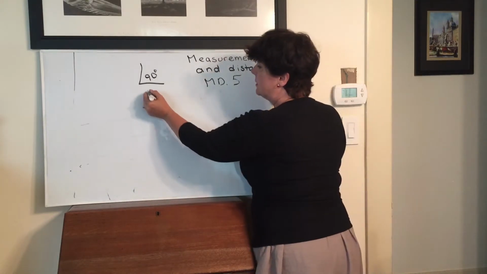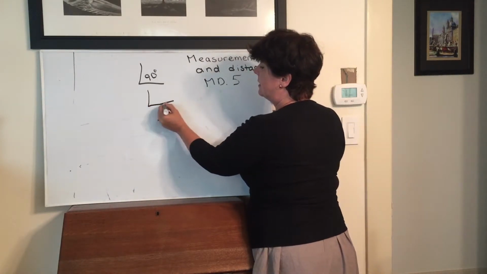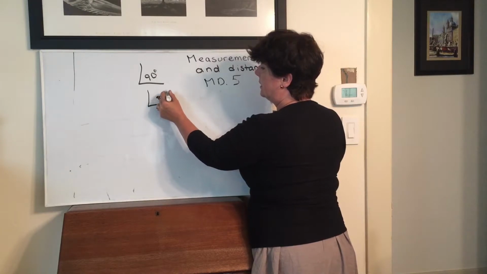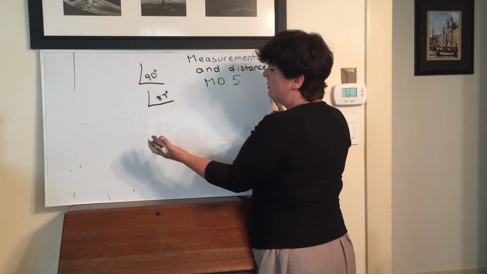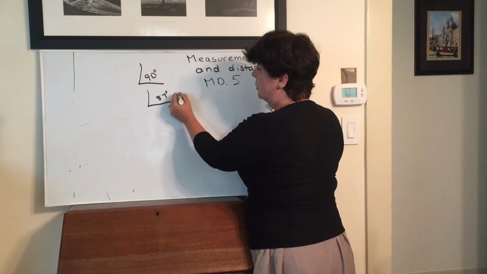An acute angle is any angle that's less than 90 degrees. Let's say this one was 87 degrees. They would need to be able to tell me that's an acute.